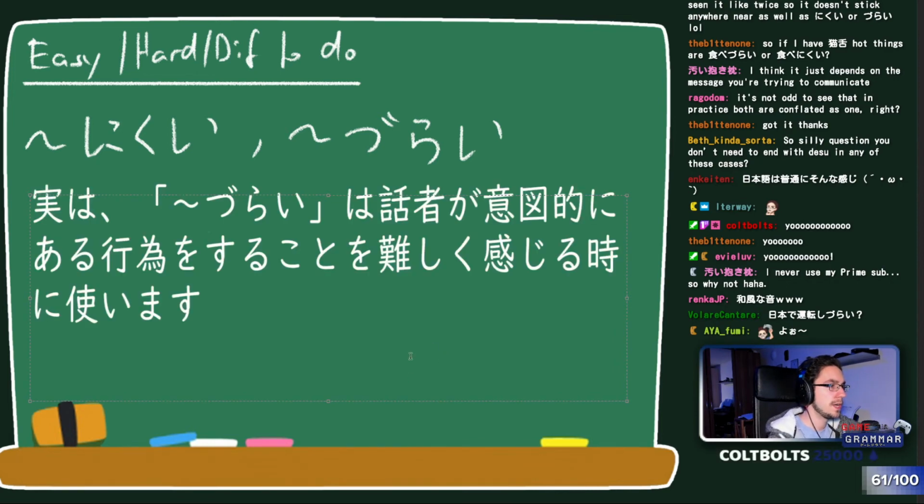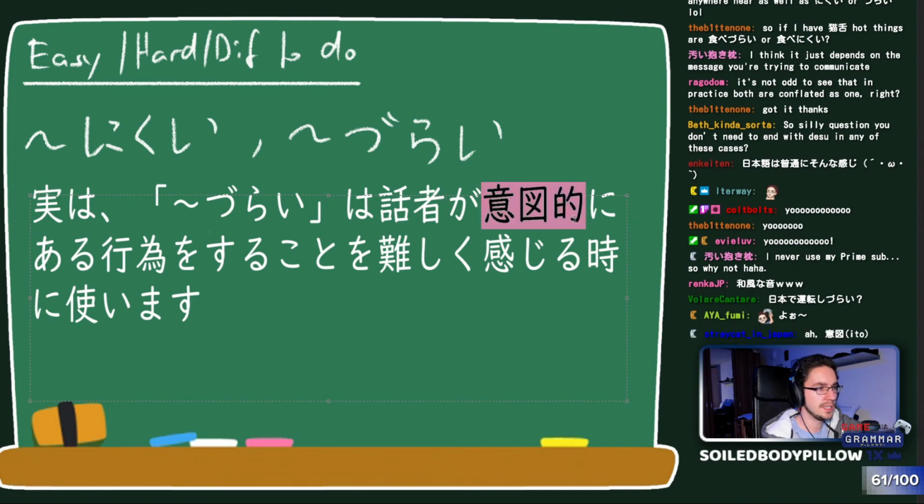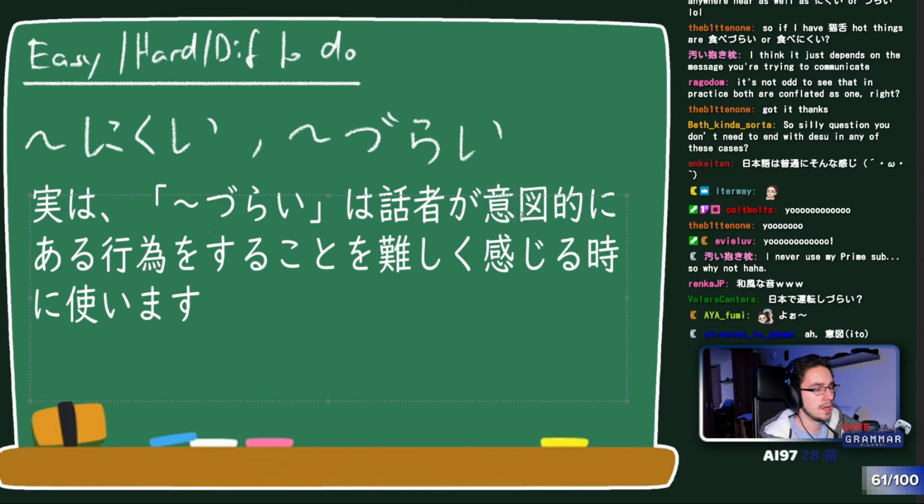There. 実は、づらいは話者が意図的にある行為をすることを難しく感じるときに使います。You can have many different explanations for this. This is one I found. And here they say, in truth, づらい is used when the speaker, 話者 is the speaker, right? When the speaker consciously, 意図的に means consciously, finds some sort of action difficult to do, or feels that it is difficult to do. That's when you would use づらい rather than にくい, basically.